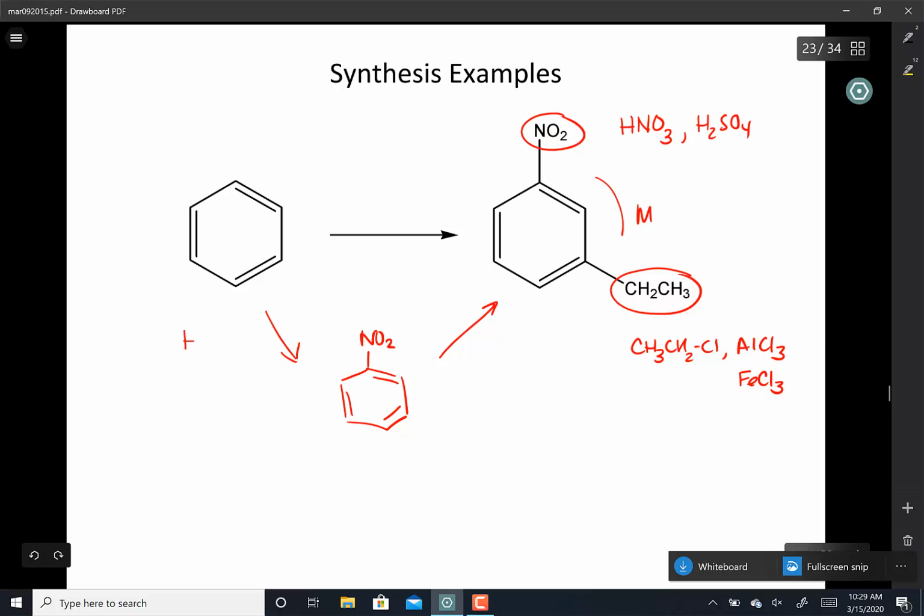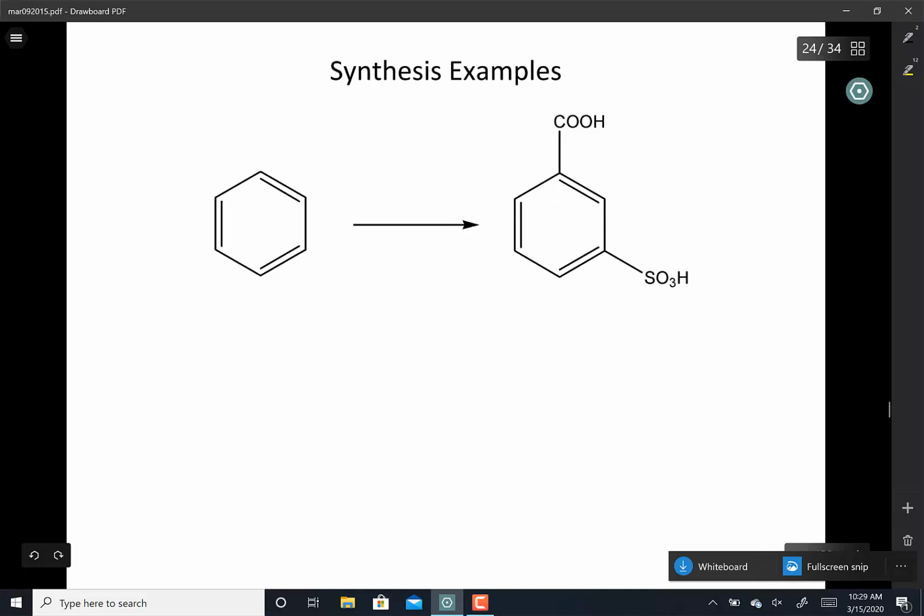So now I would say, okay, I'm going to do HNO3, H2SO4, and then over here in my second set of reagents, I'm going to use ethyl chloride and aluminum trichloride. So the order of adding the reagents is important. Okay.